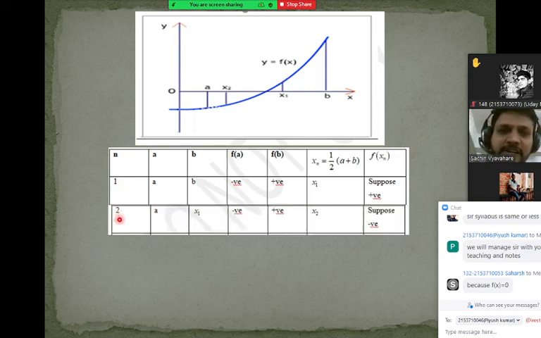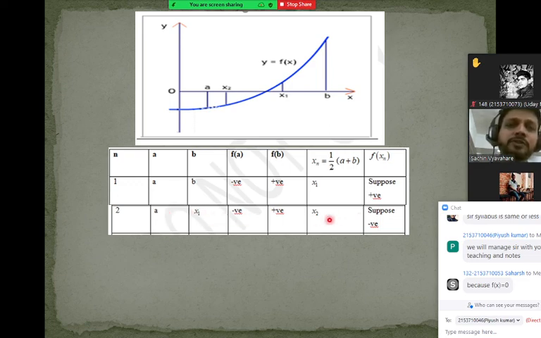Yes, this is the second iteration. Now f of a is negative, so a is kept here as it is. Why is b replaced by x1? Because previously f of b is positive and now f of x1 is positive, and the root is between a to x1 now. This x1 acts like b now. And to calculate x2, the formula will become a plus x1 upon 2.